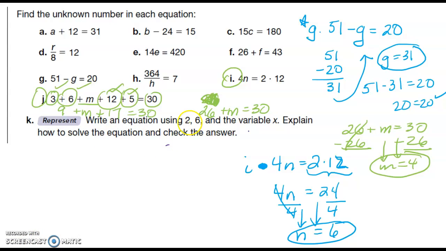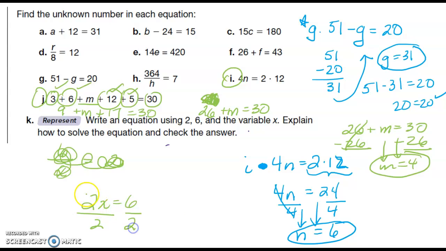Write an equation using 2, 6, and the variable x. Explain how to solve the equation and check your answer. So what I would do is maybe 6 divided by x is equal to 2. That's not going to work. Oh, I know. 2 times x is equal to 6. We divide by 2. The 2 goes away, we get x. 6 divided by 2 is 3. And then I know that 2 times 3 is equal to 6, so it checks out. Let me know if you have any questions.